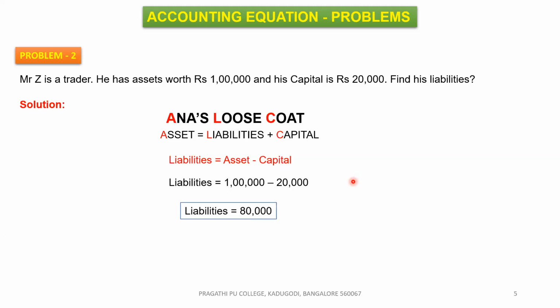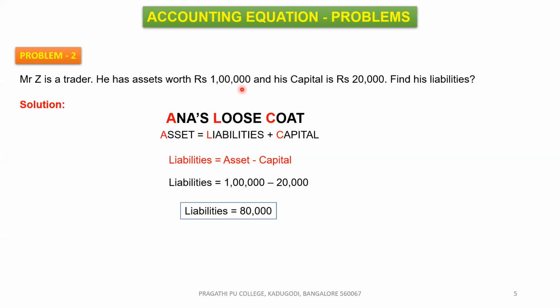Okay. Thank you. So how much is the liability? Liability means 80,000. What is the meaning, Jivita? Liability? A debt obligation which we have to pay to the company. Excellent. Here, Mr. Z is a trader. Remember, trader means he's a businessman. He has assets worth rupees 1 lakh and his capital, that means he has put in 20,000. His assets might be land or his shop.